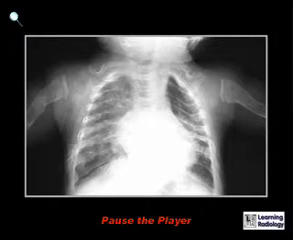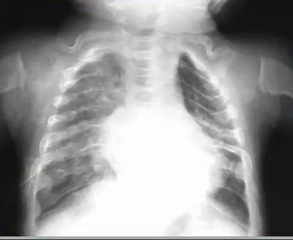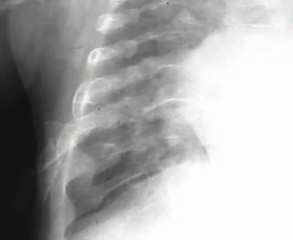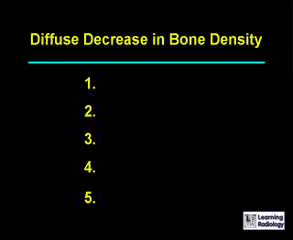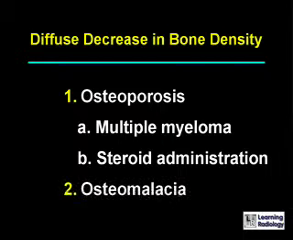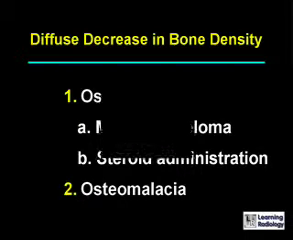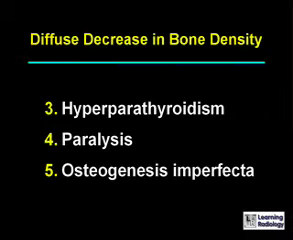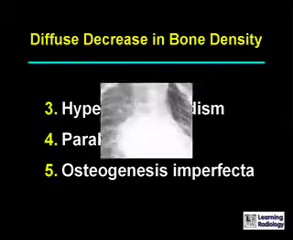This is the next differential. Pause the player. The differential is diffuse decrease in bone density. There are 5 major causes. Pause the player. The 5 major causes of diffuse decrease in bone density include osteoporosis, multiple myeloma, steroid administration, and of course aging, osteomalacia, hyperparathyroidism, paralysis, and osteogenesis imperfecta.